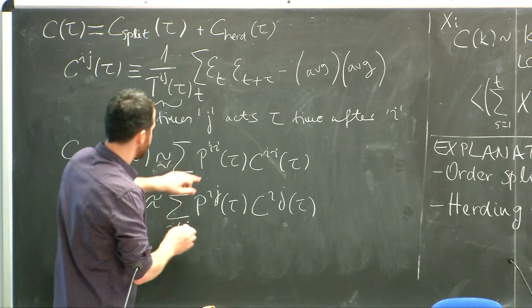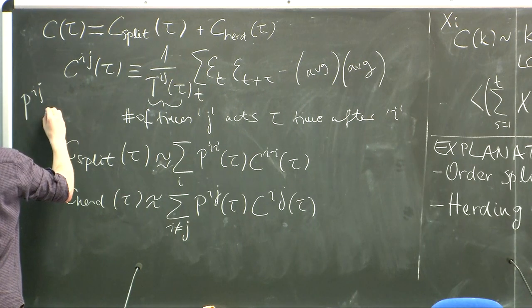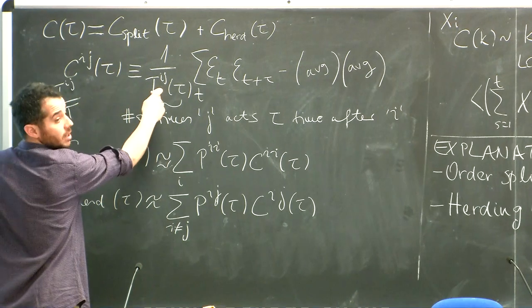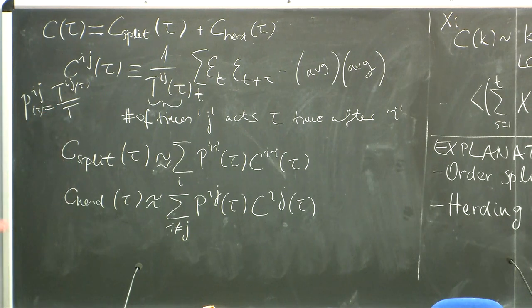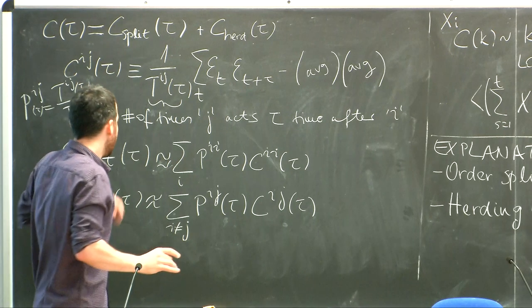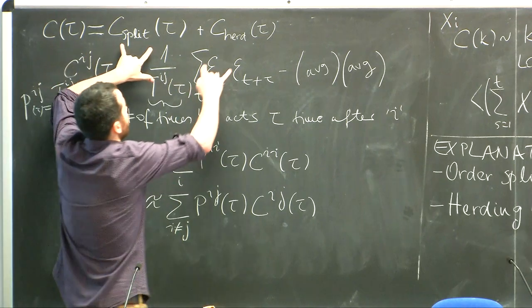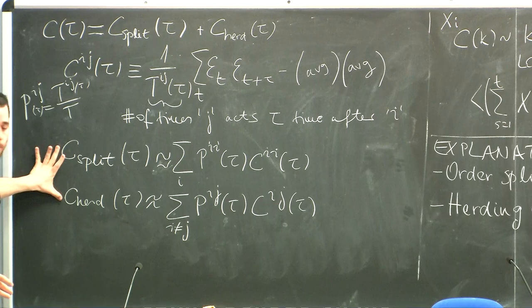So what is p_ij will be T_ij over T. So this thing is the number of cases that they are active tau times apart, but the probability, so number divided by number of points in total. So that's simple. And so you can write up what we said, the total correlation, as something coming from splitting, something coming from herding. And you can do this.